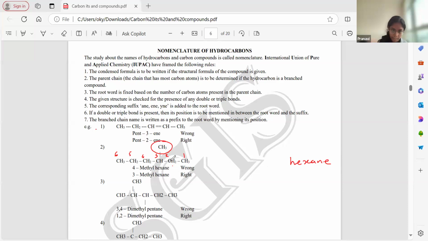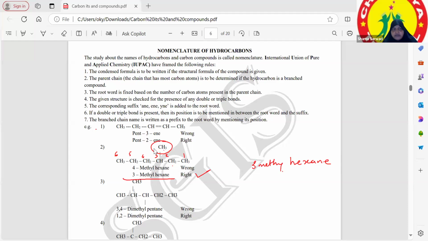Now if you see, at the third carbon your methyl group is present. Yes, ma'am. 3-methylhexane, correct? If you numbered it from the other end, it becomes 4th. But you have to start numbering from the end where your branching is nearby. So it becomes wrong if you don't do that. Understand? If you don't follow the rule, your answer would be wrong.